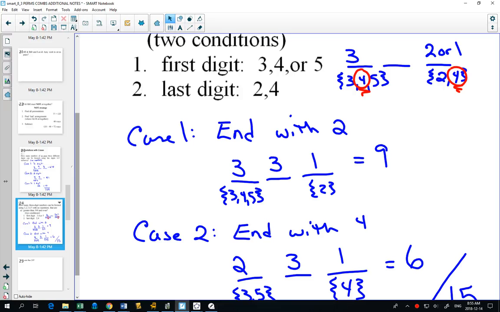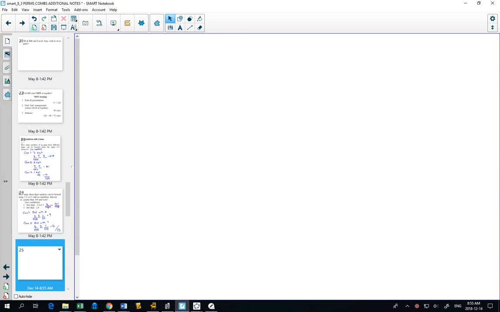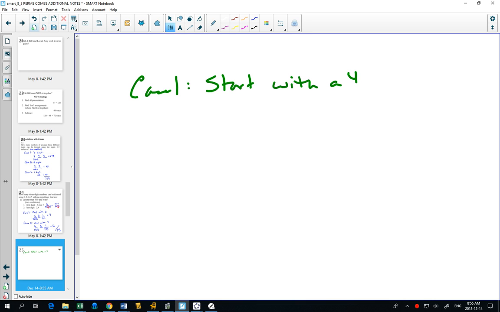Case 1, start with a 3. Case 2, start with a 4. Case 3, start with a 5. You could have made this something with 2 cases. Here, I'll just do it. If the 4 is the problem, start with a 4. Well, if this is a 4 here, 1 choice.